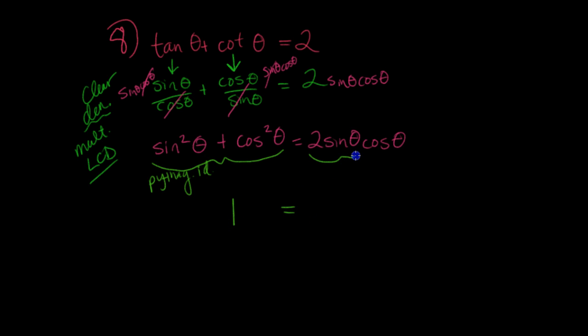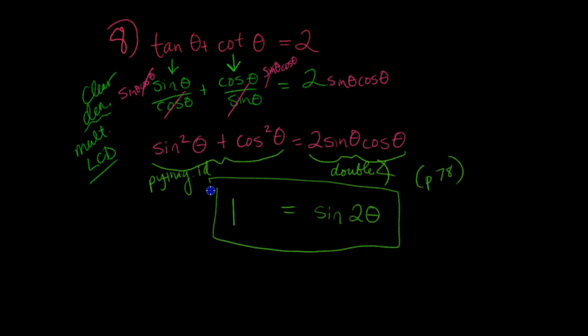equals, what's this? Double angle. What does it mean? Remember the double angle. So with the double angle, we can say that that is equal to sine of 2 theta. And you can look that up to verify that. That is on page, and I'm looking it up, page 78. So if you wanted to check that out in your text, page 78. Okay, so now this is a lot simpler in a couple of steps. I have sine 2 theta is equal to 1.